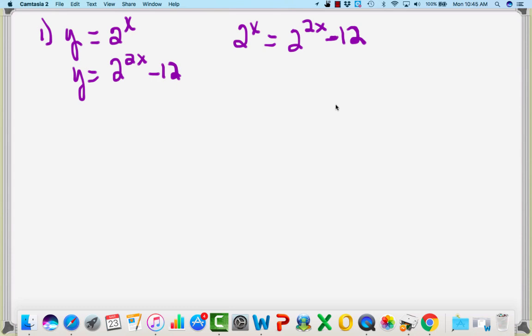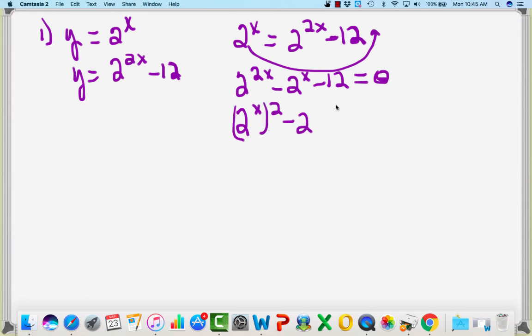So I'm going to bring the 2 to the x to the right-hand side, so that I end up with 2 to the 2x minus 2 to the x minus 12 equals 0. Now the reason I want to do that is now it should look like a quadratic, because 2 to the 2x, remember, is the same thing as 2 to the x squared, because when you raise a power to another power, you multiply the exponents. So this actually kind of resembles an a squared minus a minus 12 kind of problem.